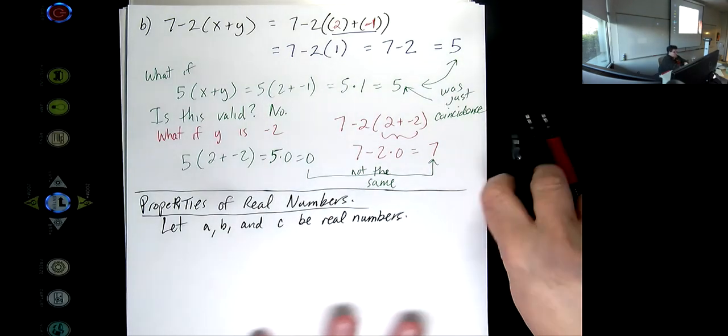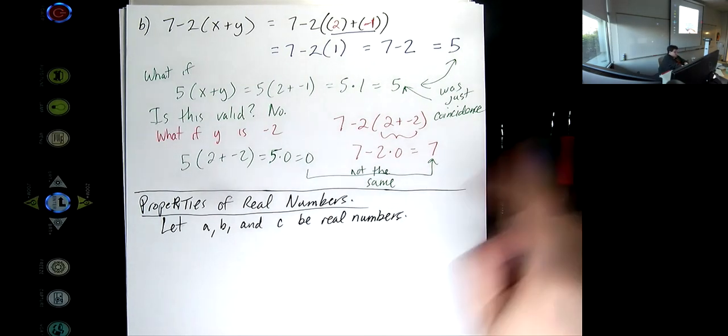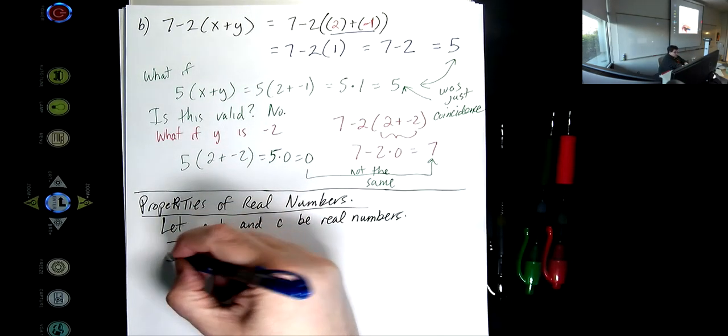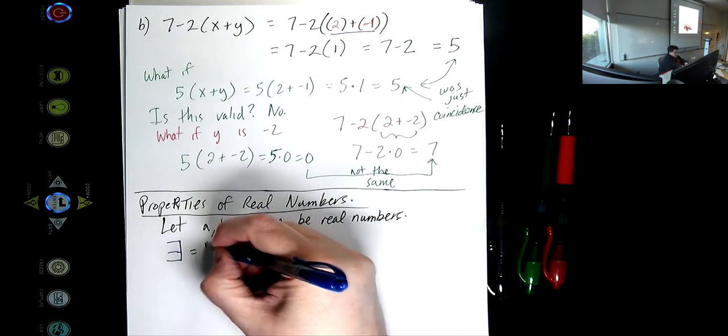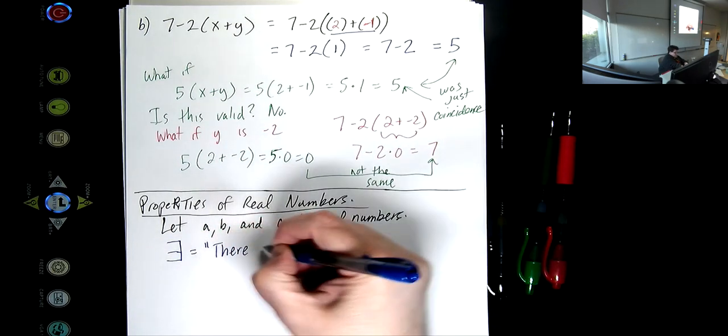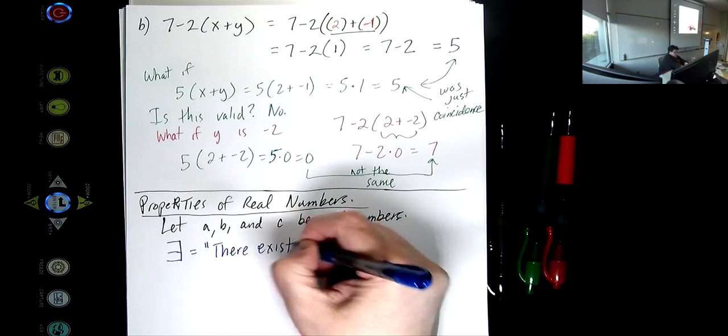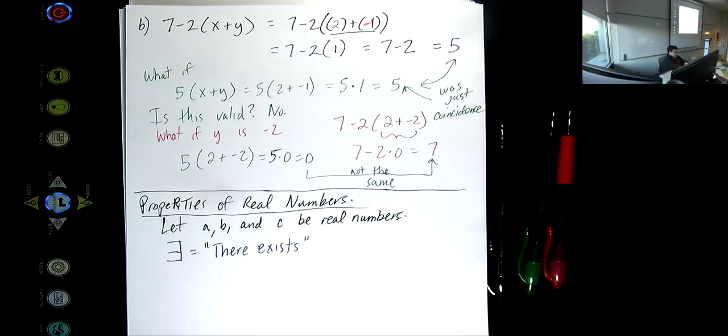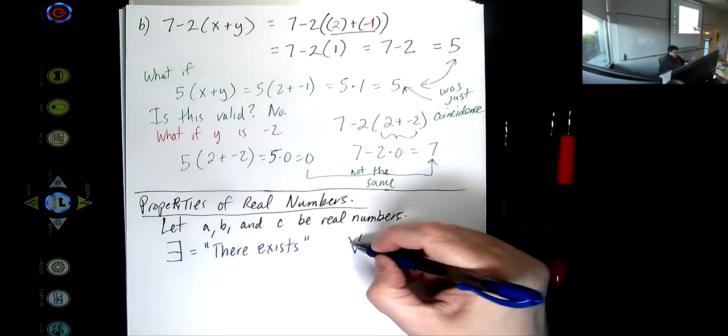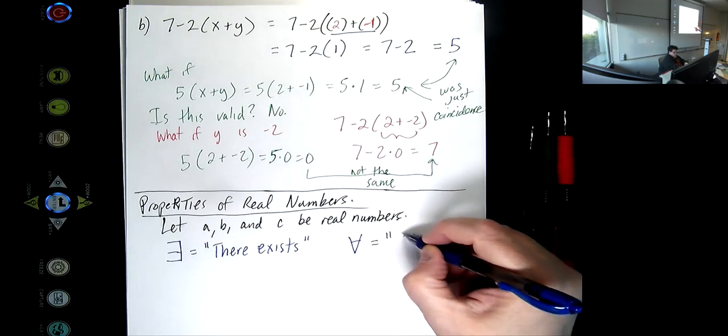And two symbols you may have never seen before. The backwards capital E means there exists. And the upside down capital A means for all.